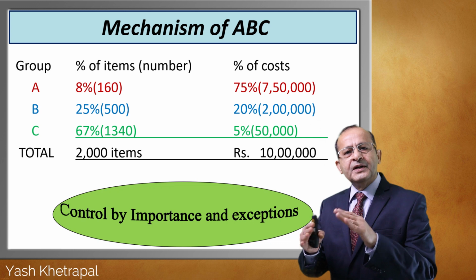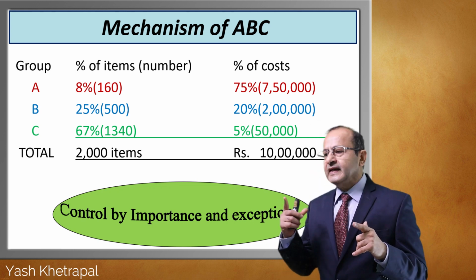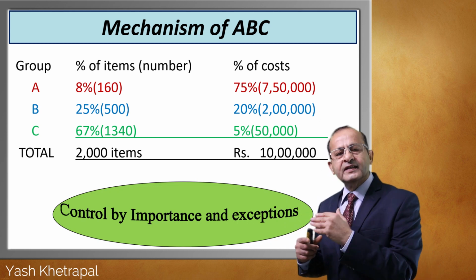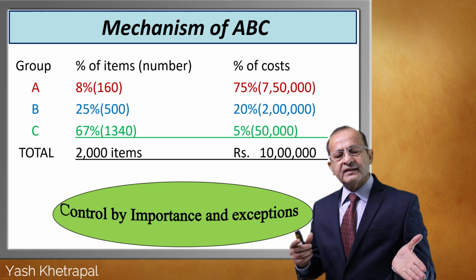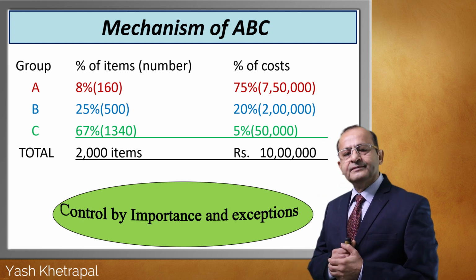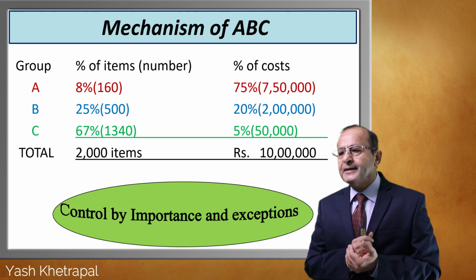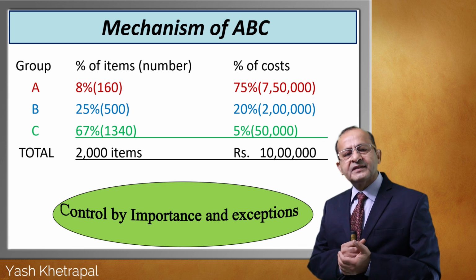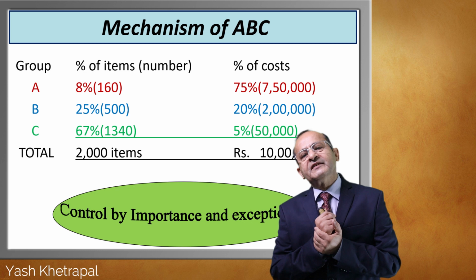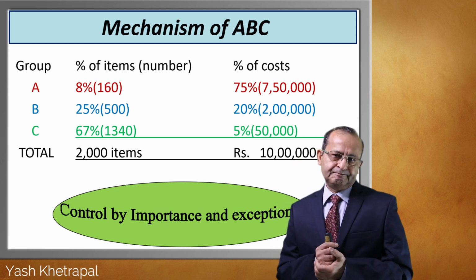So, for example, 2000 total items. 8%, that means 160 items. 25%, 500 numbers. 67%, 1340 numbers. Put together, gross 2000 numbers. 8% are contributing to 75%. Right? Next 25% are contributing to 20% of the cost impact. Remaining 67% are contributing to just 5% of the cost impact.